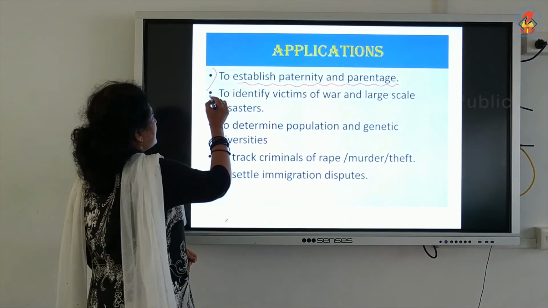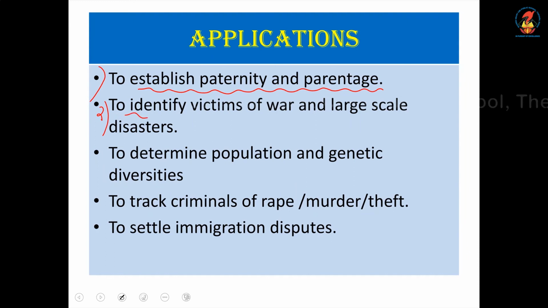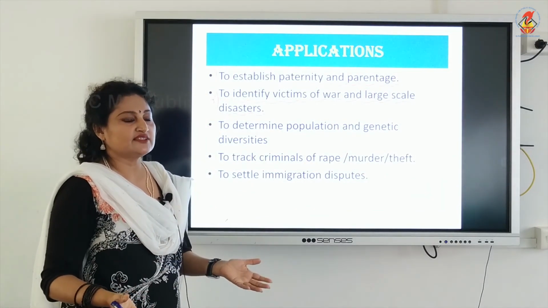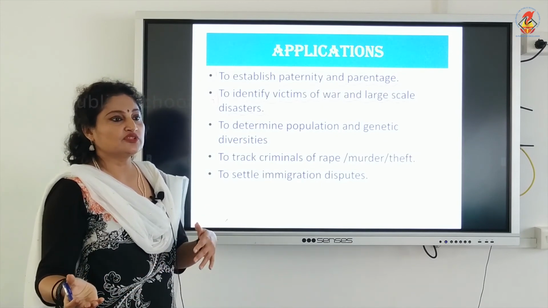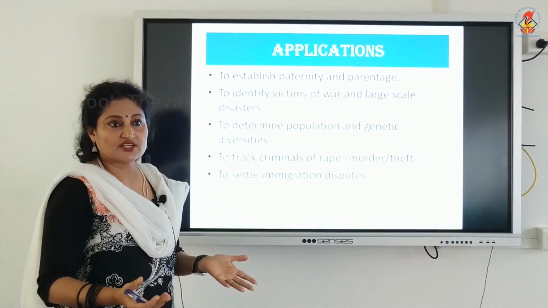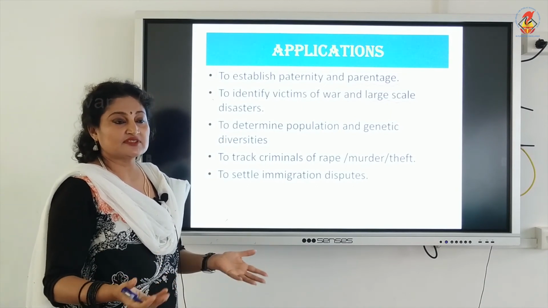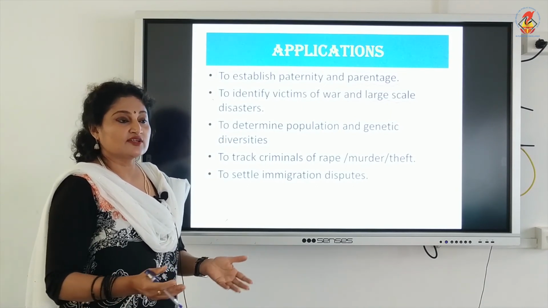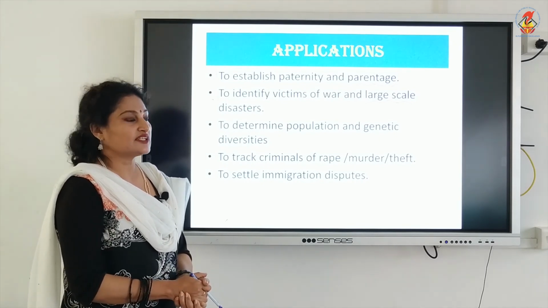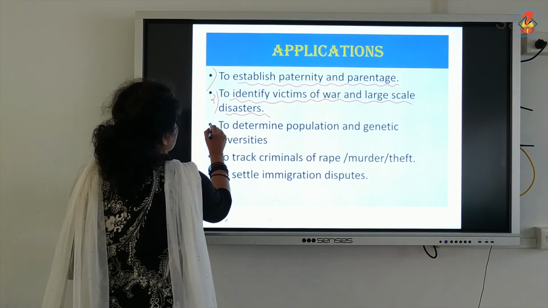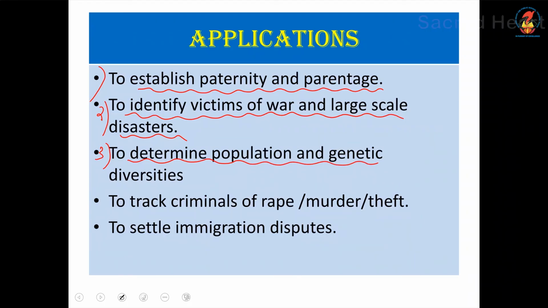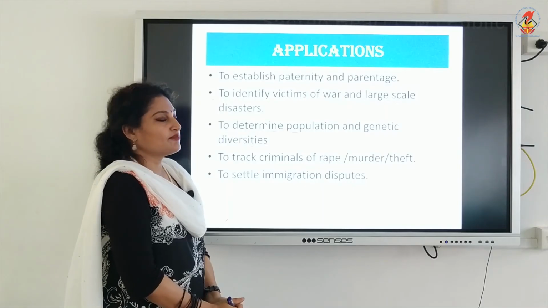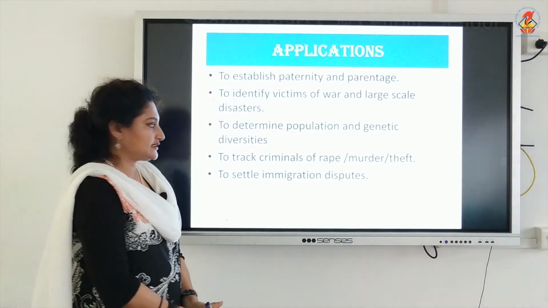Okay. Second case, to identify victims of war and large scale disasters. So, victims of war, definitely they get disfigured, their face cannot be identified, their dead bodies cannot be identified and given to their relatives. Same way in the case of certain disasters. It may be a natural or man-made disaster. Sometimes there might be so much disfigurement that the closest relatives cannot identify. In that case, we have to opt for DNA fingerprinting. Third, to determine the population and genetic diversities. It's used in the field of demography also to understand population and genetic diversities.